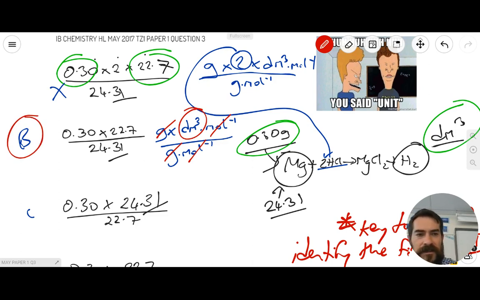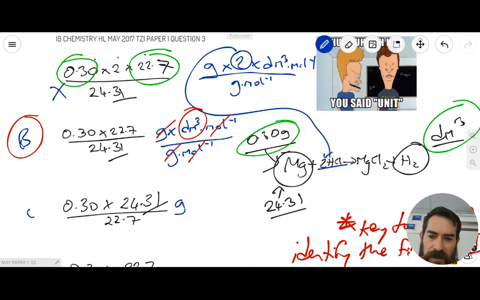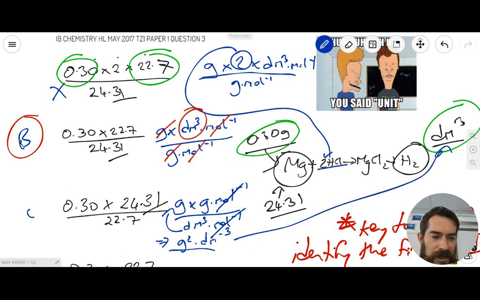Just to show you why it isn't answer C, when you look at answer C, again with this approach of attributing units to the numbers, the 0.30 would give you units of grams again, but this time we have grams per mole on the top, and we have decimeters cubed per mole on the bottom. Now our moles will cancel, but the final units in this case would be grams squared times decimeters cubed to the -3. When you bring this back up to the top, it becomes dm to the -3. This is not the target unit of volume for the hydrogen gas. So that's why the answer for this question is B.